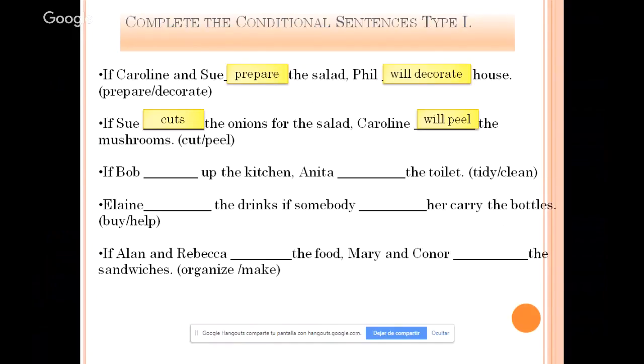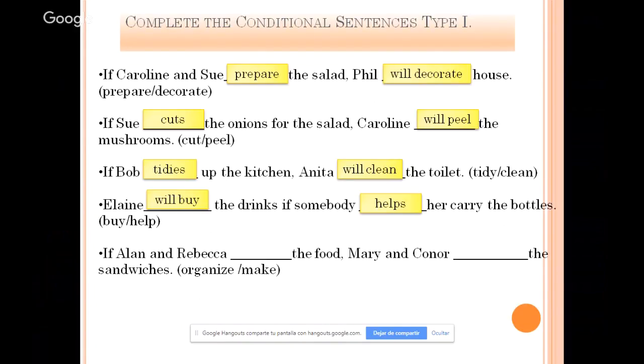Let's check number 3. If Bob tidies up the kitchen, Anita will clean the toilet. The next, Elaine will buy the drinks if somebody helps her carry the bottles. In this case, as you notice, the condition is presented in the second part of the information. If somebody helps her carry the bottles, that is the condition.